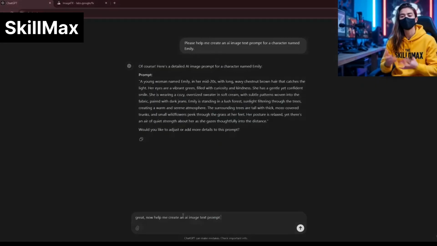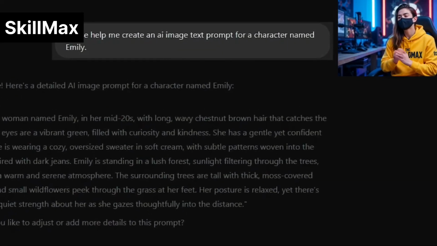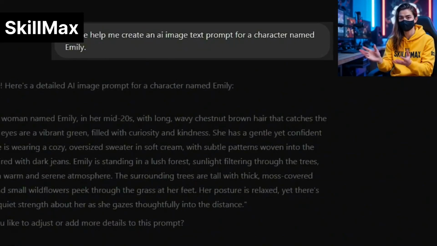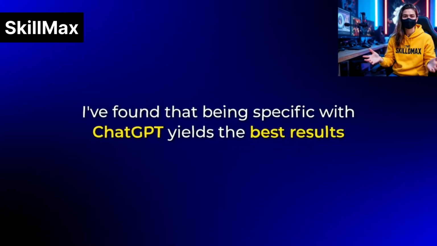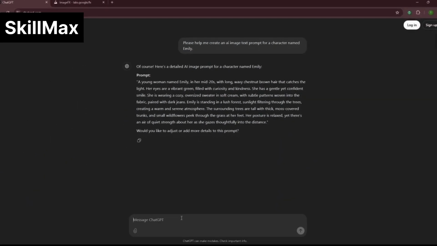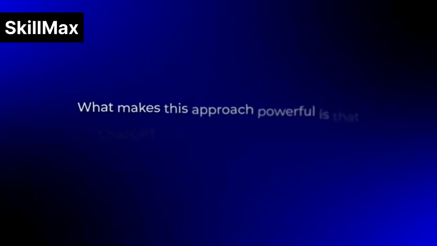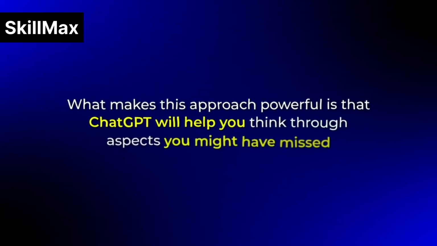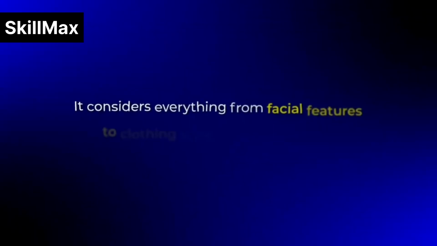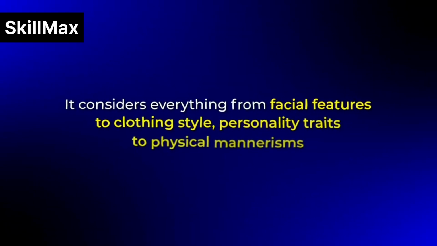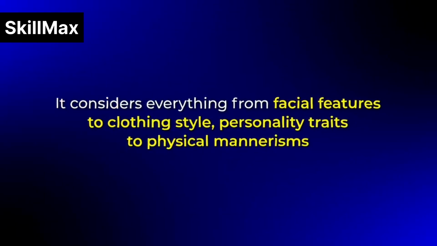Here's what you'll type: "Please help me create an AI image text prompt for a character named Emily." I found that being specific with ChatGPT yields the best results. You want to give it enough information to work with, but not so much that it becomes overwhelming. What makes this approach powerful is that ChatGPT will help you think through aspects you might have missed. It considers everything from facial features to clothing style, personality traits to physical mannerisms. This comprehensive approach ensures your character feels real and three-dimensional.